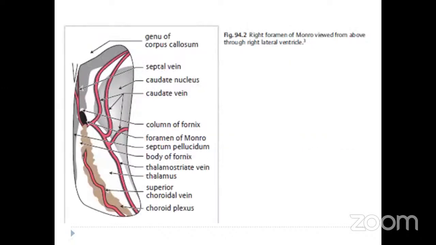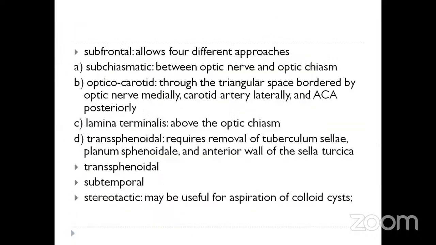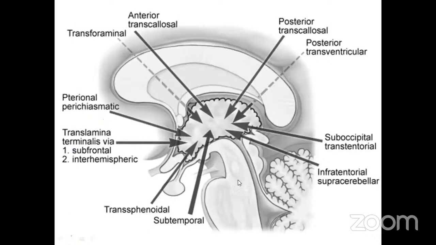So these are the two approaches of transcortical. Just to summarize, the approaches to the third ventricle: we can go subtemporally, we can go transsphenoidally, we can go through the translaminar terminalis via a subfrontal interhemispheric approach. We can go through the anterior transcallosal or posterior transcallosal approach, and there is negligible risk of seizure through this approach. Or we can go through the transcortical approach.